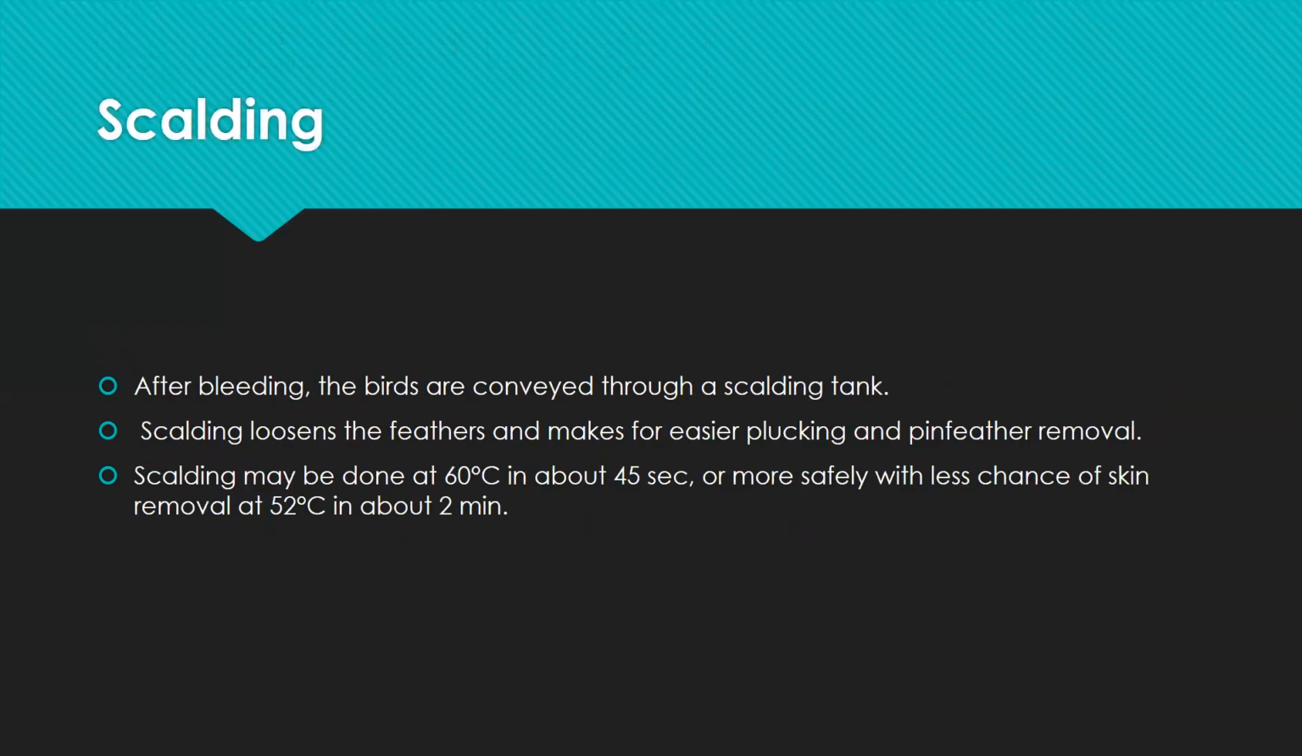Next process is scalding. After bleeding, the birds are conveyed through a scalding tank, and scalding loosens the feathers and makes for easier plucking and pin feather removal. The main purpose of scalding is to remove feathers, and it is done using a scalding tank. The higher the temperature, the shorter the time required for defeathering. But careful time and temperature control is important, because at higher temperature there is a greater danger of removal of portions of the skin in the defeathering machine. So it is usually done at 60 degrees Celsius for about 45 seconds, or for more safety and lesser chances of removal of skin, it should be done at 52 degrees Celsius for about 2 minutes.